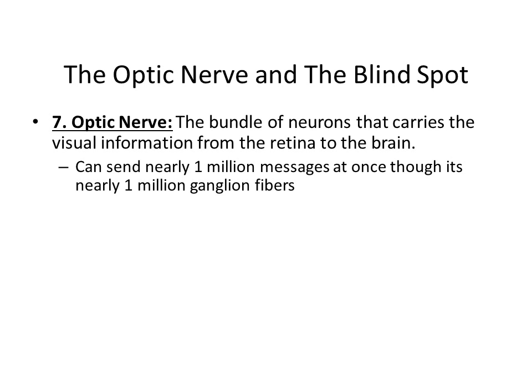Okay, the optic nerve and the blind spot. Number 7 is your optic nerve. This is the bundle of neurons that carries the visual information from the retina. So now it's taking information from your retina all the way to the brain. It can send nearly 1 million messages at once through its nearly 1 million ganglion fibers.